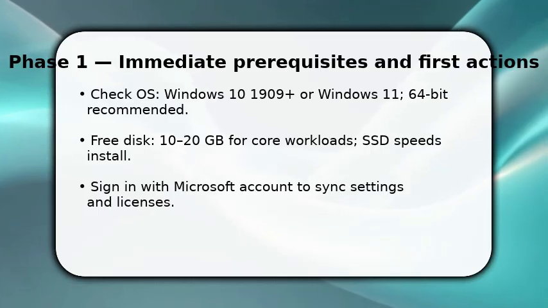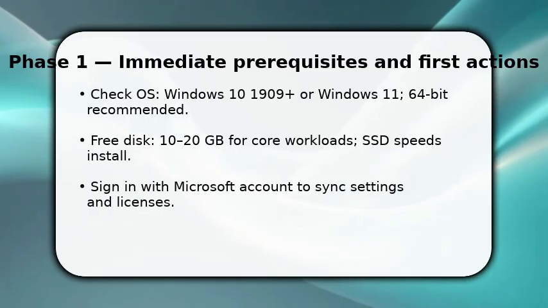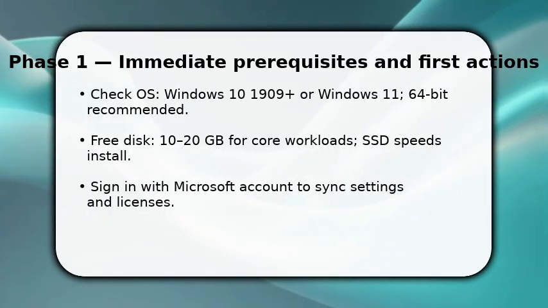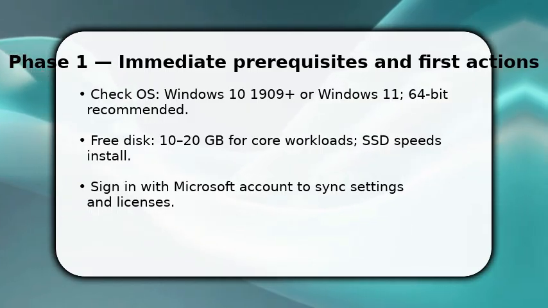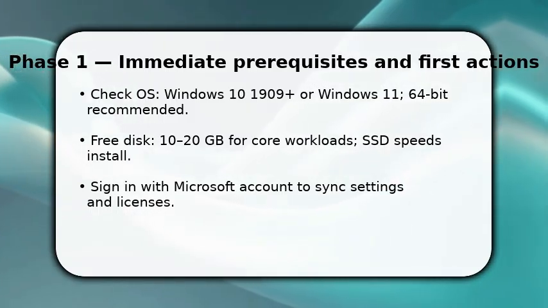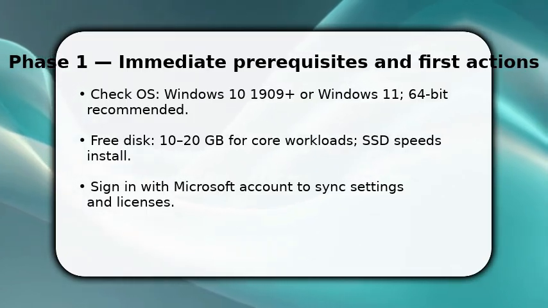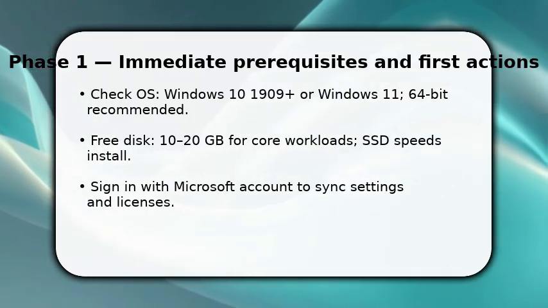You start by confirming prerequisites. Make sure your PC runs Windows 10 1909 or newer, 64-bit, and has at least 10 to 20 GB free on an SSD for speed. Once done, choose whether to sign in with a Microsoft account. This links your license and syncs settings.